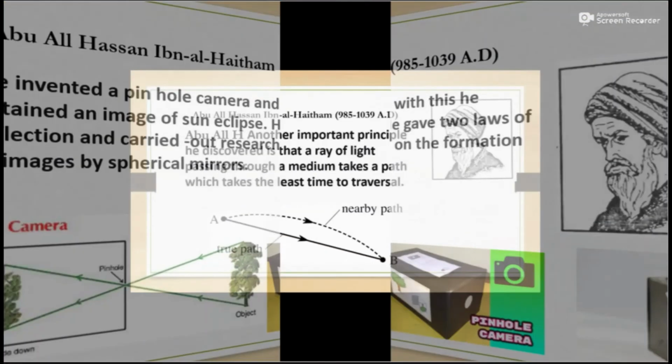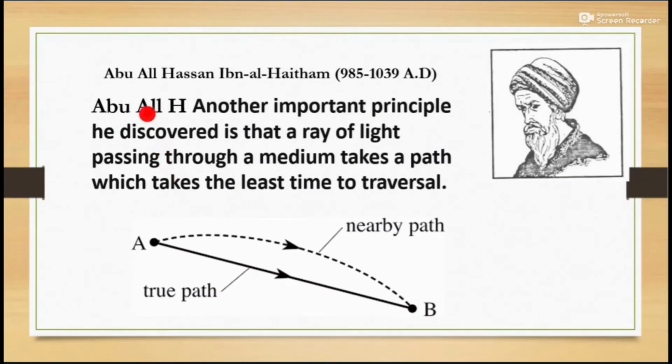Now more about the discoveries of Abul Hasan. Another important principle he discovered is that a ray of light passing through a medium takes the path which takes the least time to travel. A property of light is that light travels in a straight line. Here the light travels along the true path, and this one is the imaginary path. The actual path is A to B, the straight line path of light travelling from one point to another. This is another principle of Abul Hasan.